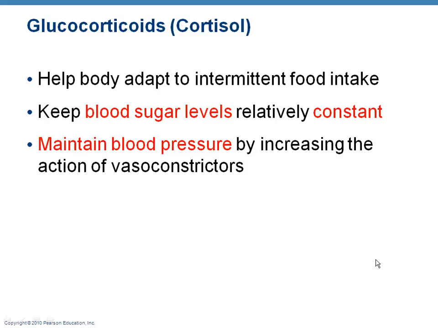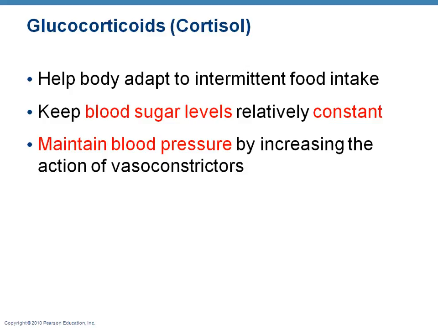Okay, so let's move on to the second zone that we talked about, and that's going to release glucocorticoids, right? This is pretty much cortisol. I just gave you some little bullets here, and then we'll move into a little bit more specific. So this is going to help you adapt to intermittent food intake. What does that mean? It means you don't have to eat every 5 seconds, right? Sometimes we eat a lot, sometimes we eat a little bit. With cortisol, you should also think about stress, which we'll talk about in a minute. It keeps your blood sugar levels relatively constant.